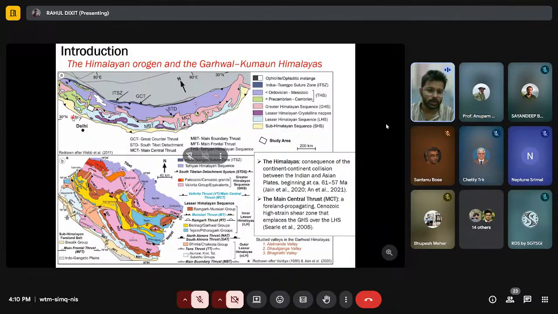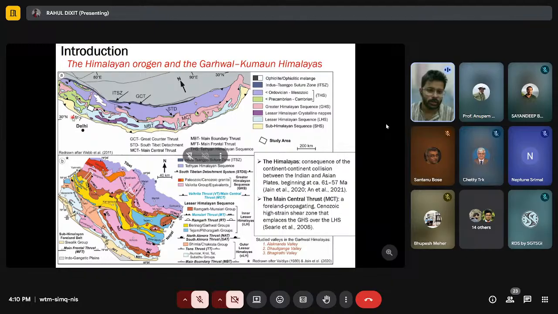And then further north, we have the Main Central Thrust, which separates the Lesser Himalaya from the Greater Himalaya. Then we have the South Tibetan Detachment System, which separates the Greater Himalaya from the overlying Tethyan Himalaya. This work is mainly focused on the Garhwal Kumaon Himalaya.